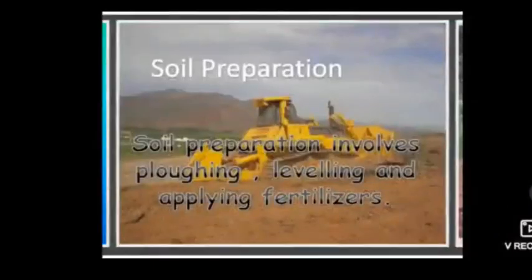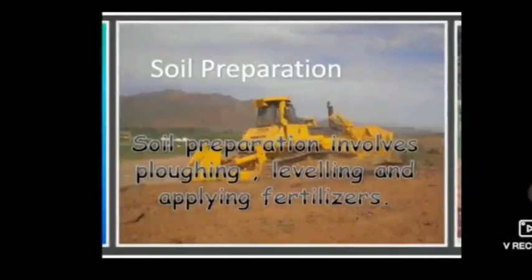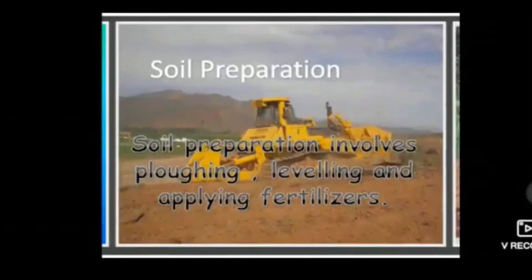The first one is preparation of soil. Preparation of soil involves plowing, leveling and applying fertilizers. It is basically the first step before growing a crop. Two basic things happen in the preparation of soil. The first one is loosening of the soil and the second one is leveling of the soil. Both of them are called tilling and plowing.